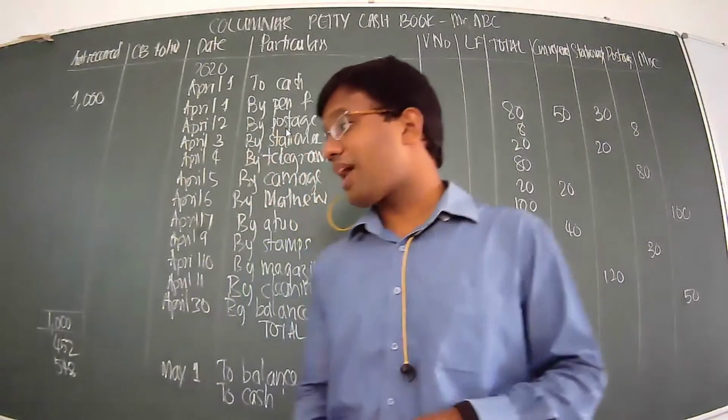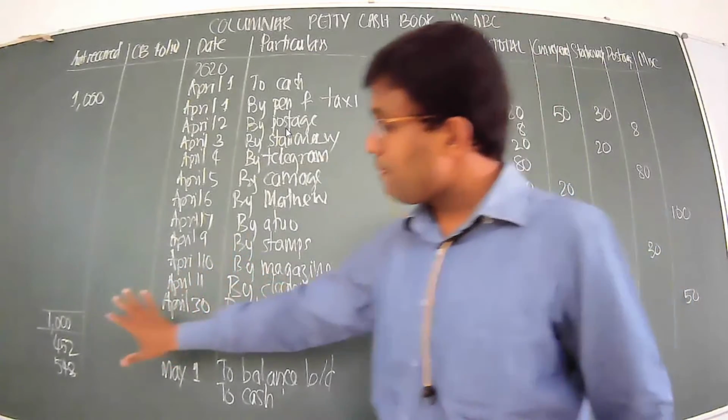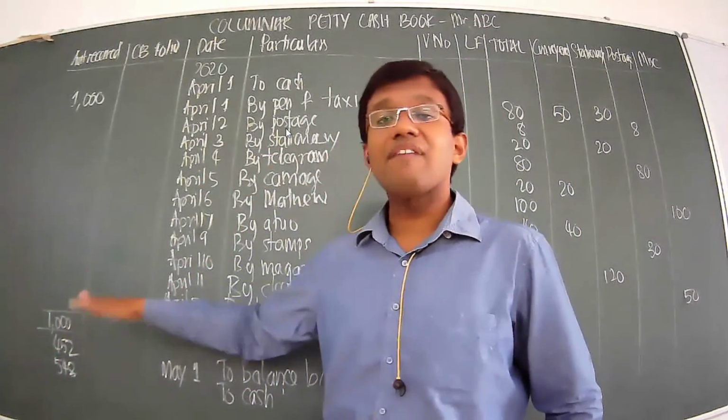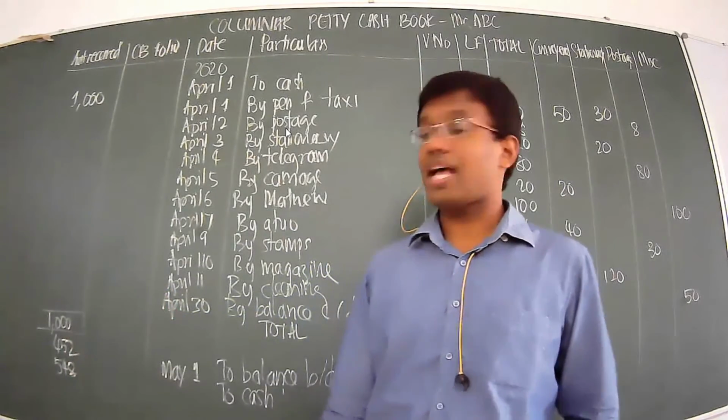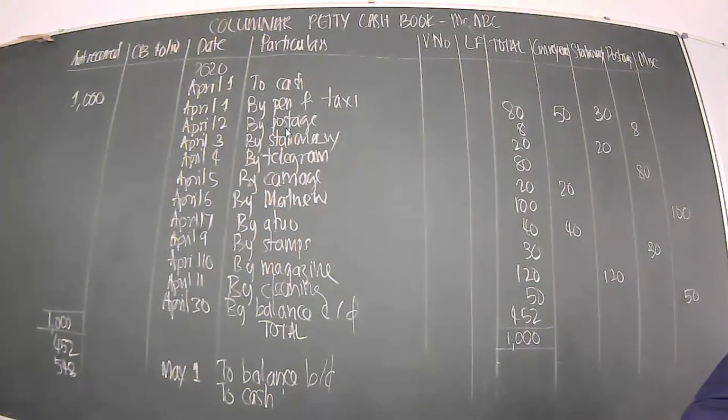So at any point of time, according to the Imprest system, you will always have, at the beginning of the month, the imprest amount that is decided. In this case, it was 1000 rupees. So this is how we would be preparing the petty cash book according to Imprest system.